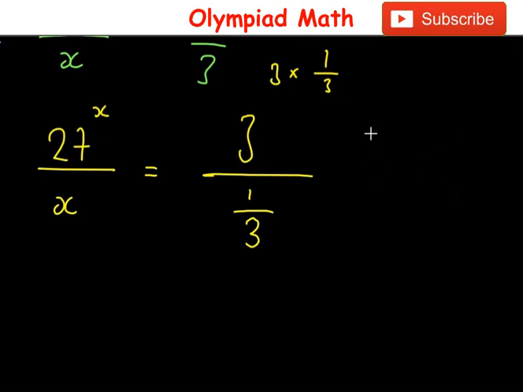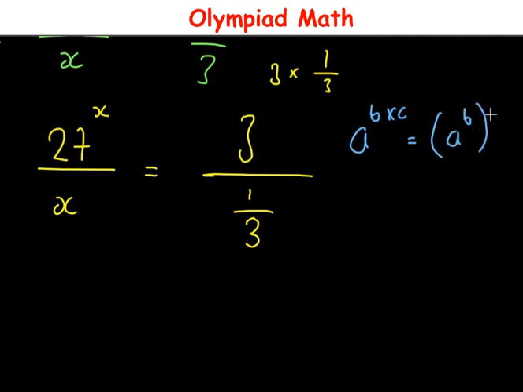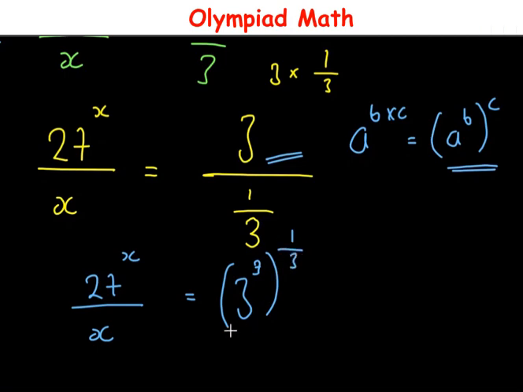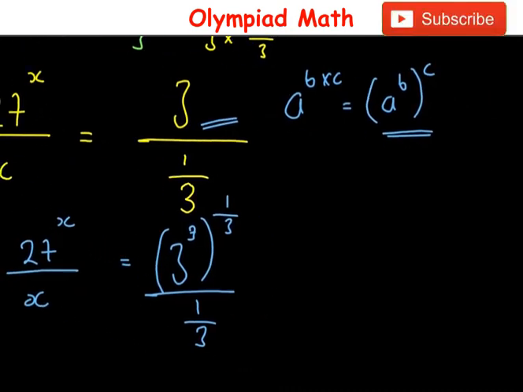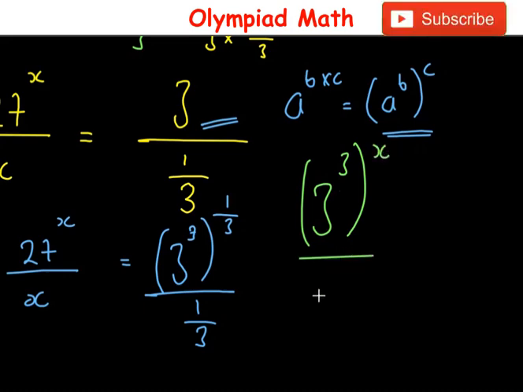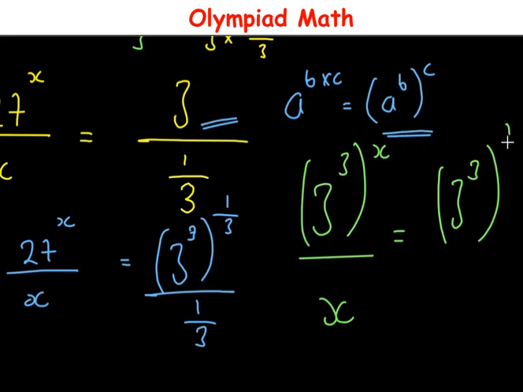Applying this rule of indices, that if you have a raised to power b times c, this equals in brackets a raised to power b all raised to power c. Applying this rule right here, this then becomes 27 raised to power x divided by x, and this equals 3 raised to power 3, all raised to power 1 over 3 divided by 1 over 3. And from here, we can write down 27 as 3 raised to power 3, then all raised to power x divided by x, and this equals in brackets 3 raised to power 3 all raised to power 1 over 3 divided by 1 over 3.